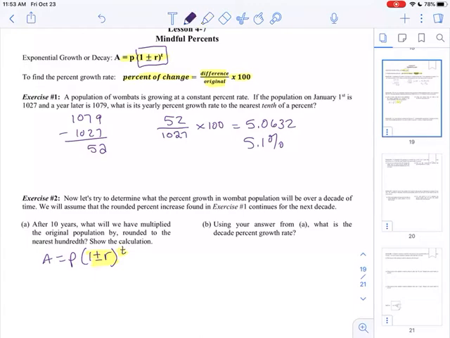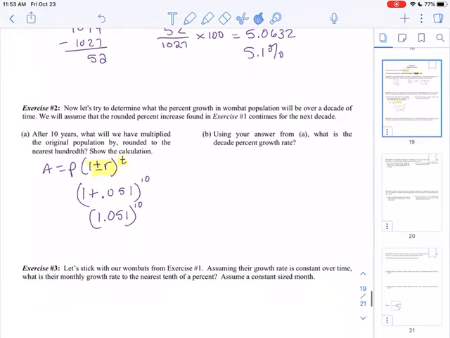I don't care about the initial population. I only care about the percent increase. I'm not trying to predict the actual population. So I'm going to take the 1 plus my rate, which is 5.1%, so I need to change that to a decimal, 0.051. I'm moving the decimal place over 2 places, and I want to find this over the course of 10 years. So 1 plus 0.051 is just 1.051 to the 10th power. That goes in my calculator, and I get 1.64.